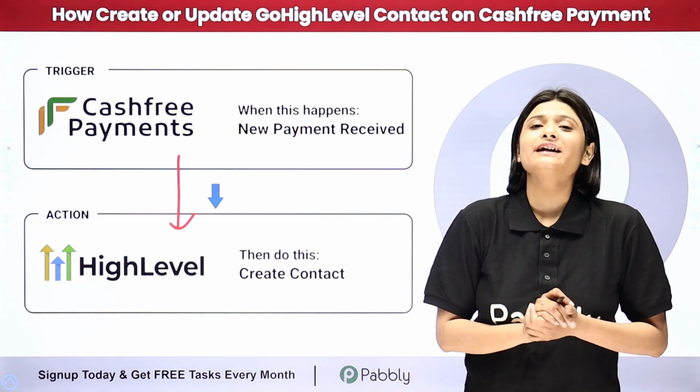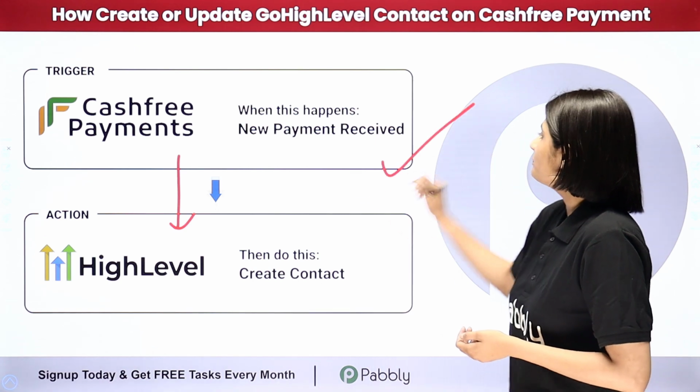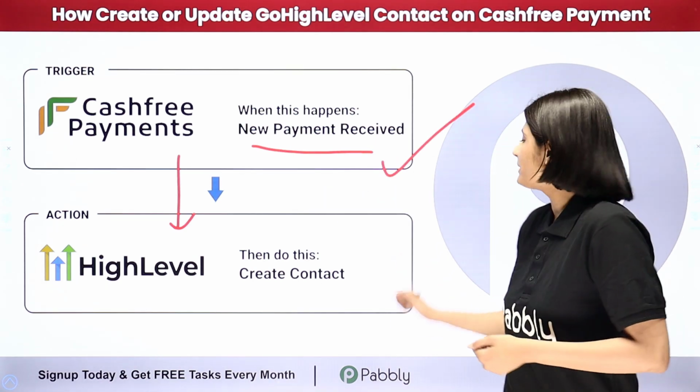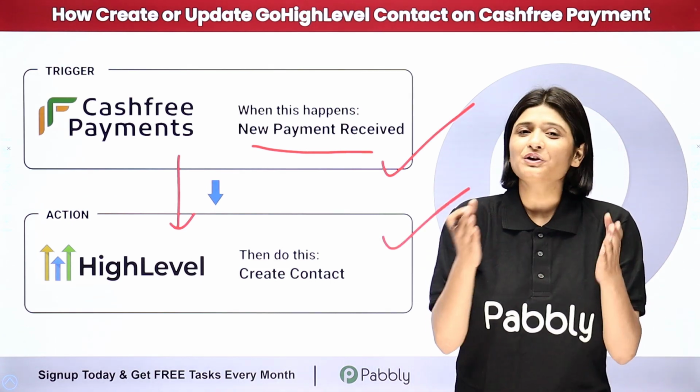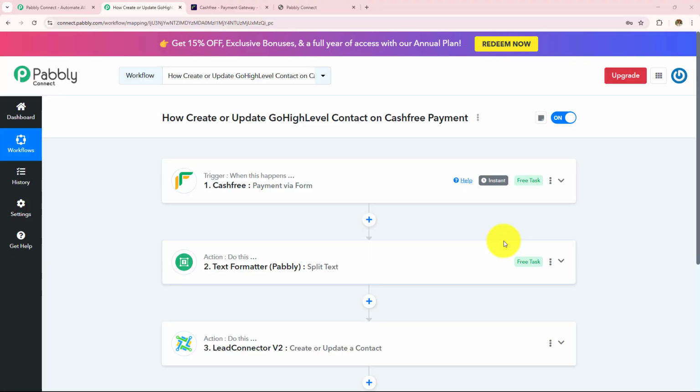With the help of Pabbly Connect, I am going to build this connection in such a way that whenever I receive a new payment in my Cashfree Payments, a contact will be automatically created in my Go High Level account. Now if you want to learn this amazing automation step by step, then let me take you all to my screen. In this video, we are going to see how to create or update Go High Level contact on Cashfree Payments. For this, I have created an automation workflow where I have built a connection between Cashfree and Go High Level or Lead Connector V2, and now I am going to check this automation workflow.